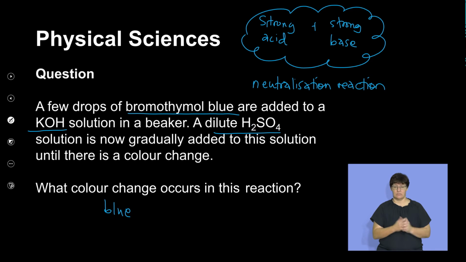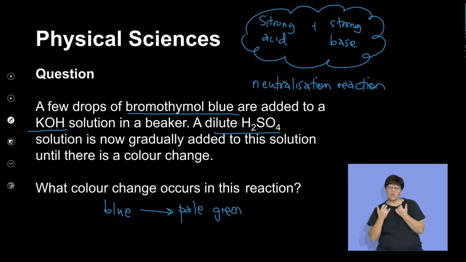Okay. So when the resulting solution becomes neutral, there is a color change of the indicator. The color will change from blue to pale green, right? If the solution is neutral, the color of bromothymol blue is pale green. Why are we saying the color change is from one color to the other? The question says, what color change?